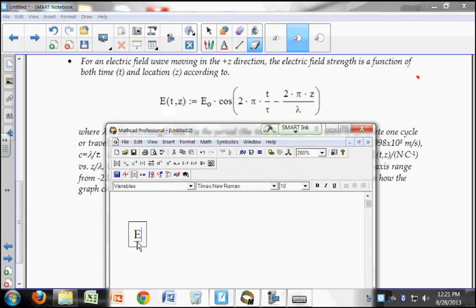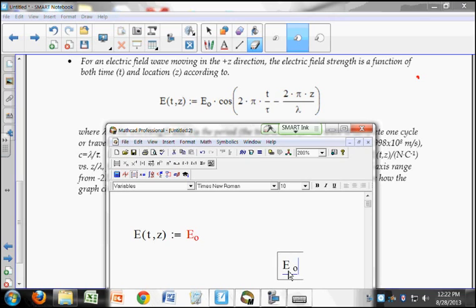E as a function of t comma z, and assignment operator, what do you do? Press colon. E, how do you do a subscript? Dot O, right? Period. And I'm using the letter O there, not 0. So I'll make a note here.